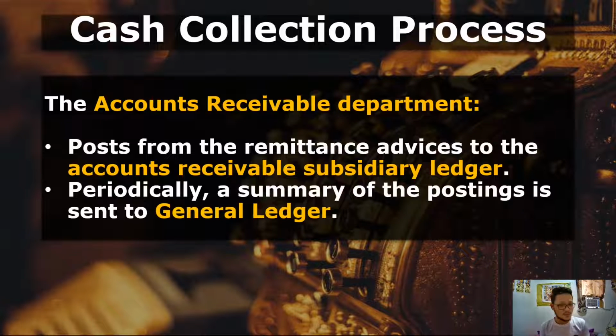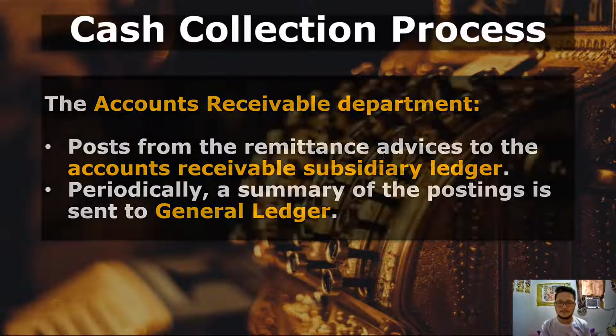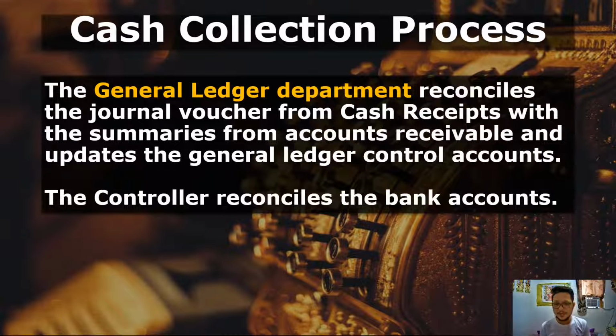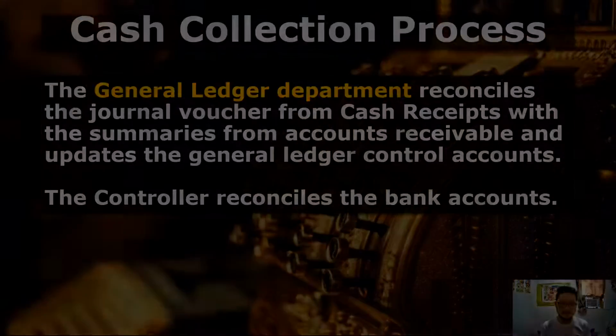Take note, accounts receivable department, subsidiary ledger ang mini-maintain nila. The General Ledger accountant will have to know of the updates on the subsidiary ledger para ma-post niya din sa General Ledger. And lastly, General Ledger reconciles the journal vouchers from cash receipts with the summaries from accounts receivable and updates the General Ledger control account. So at the very end of the process, all of the movements will be monitored by the controller or the chief accountant.